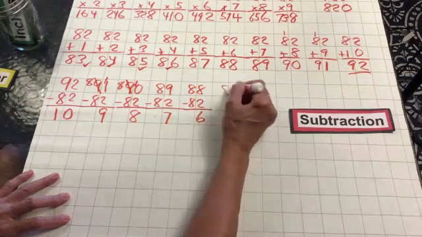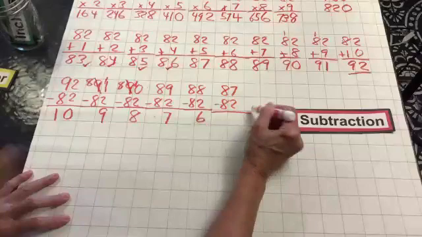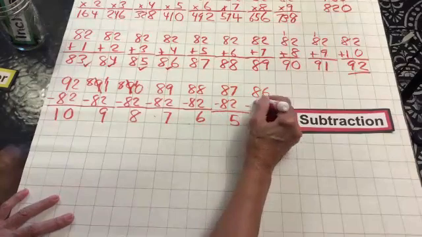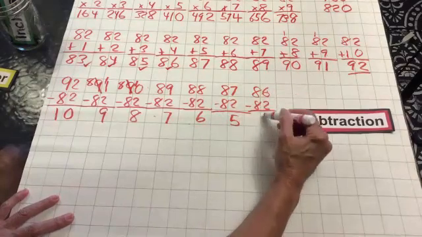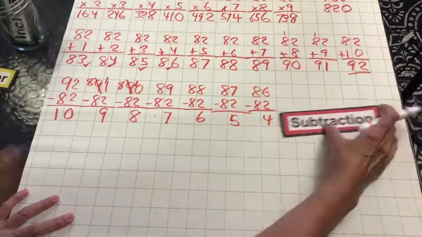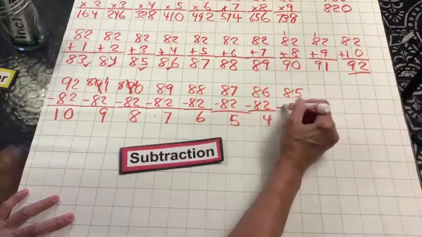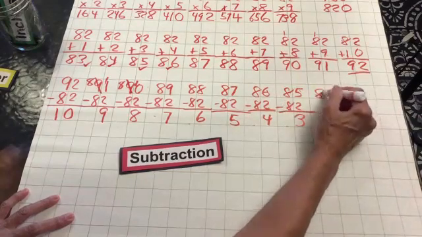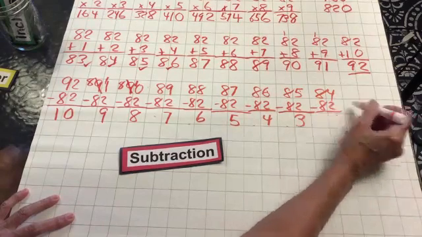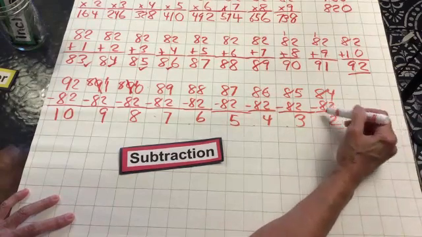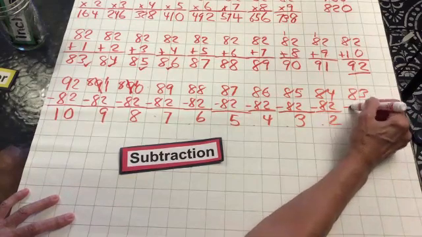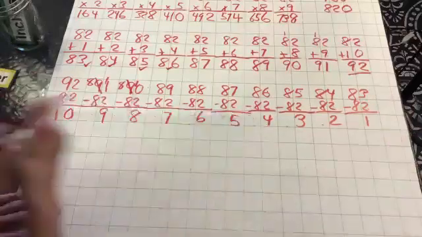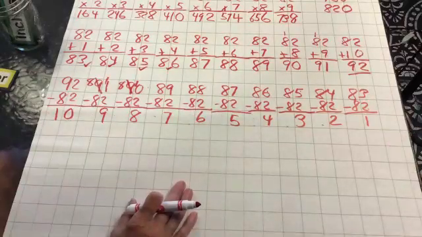8 minus 8, nothing. 87 minus 82. 7 minus 2 is 5. 8 minus 8, nothing. 86 minus 82. 6 minus 2 is 4. 8 minus 8, nothing. 85 minus 82. 5 minus 2 is 3. 8 minus 8, nothing. 84 minus 82. 4 minus 2 is 2. 8 minus 8, nothing. 83 minus 82. 3 minus 2 is 1. 8 minus 8, nothing. And we are done with our adding, subtracting, and multiplying.